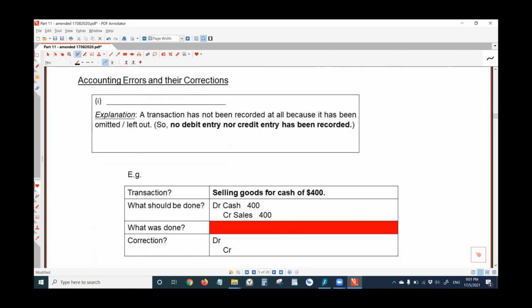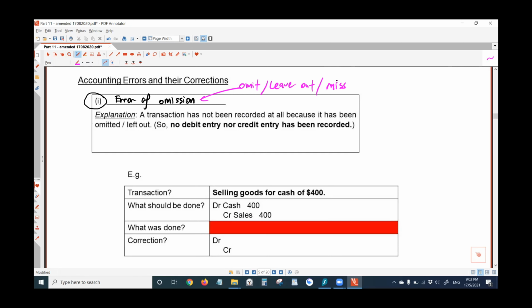Come to here. This second half of the same page. Here you write down, this is known as error of omission. The word omission comes from the word omit, which means leave out. You have missed it.